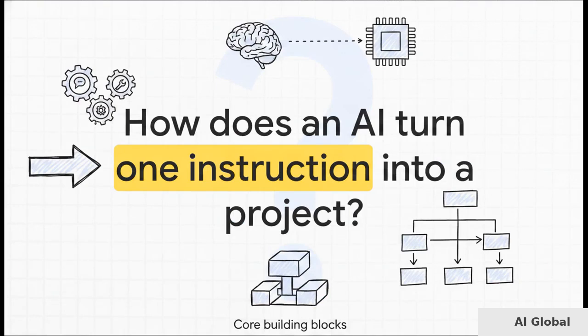I mean, how exactly does an AI agent take just one simple instruction and somehow magically turn it into a complete, multi-step project? It's absolutely crucial to figure this out if you're looking to actually leverage these tools. And spoiler alert, the answer isn't magic. It's actually a beautifully logical system built from a core set of building blocks.